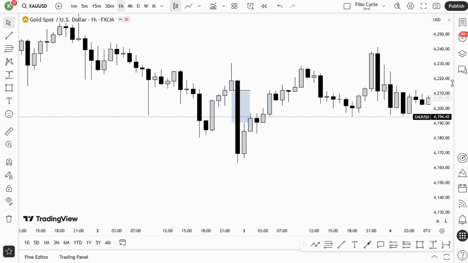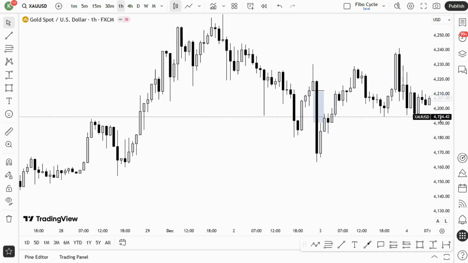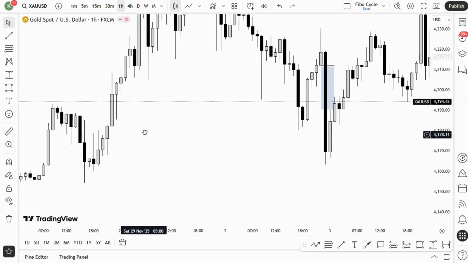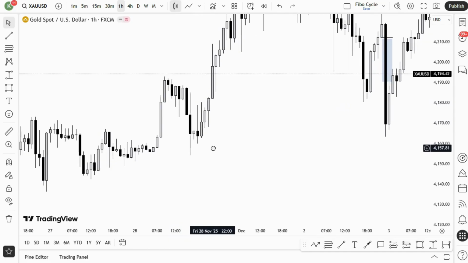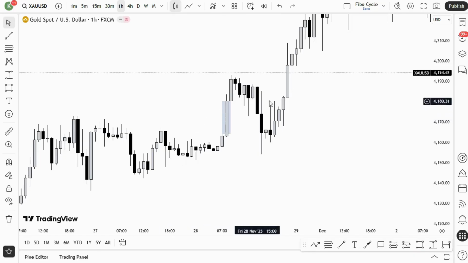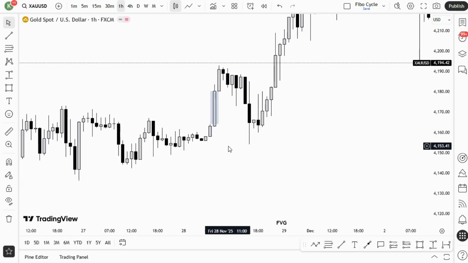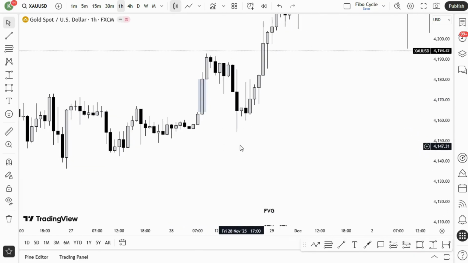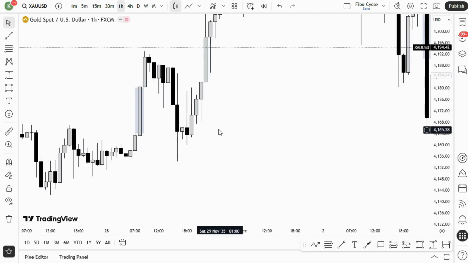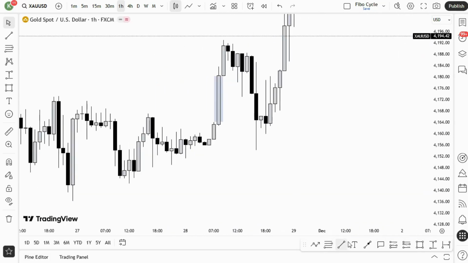Okay, so that is about fair value gap, and we can identify more fair value gaps in the chart before moving forward. So we have another fair value gap. You can see here, this is also known as a fair value gap. More details on that in the coming videos, but this is also a fair value gap. Okay, and we have a fair value gap here.